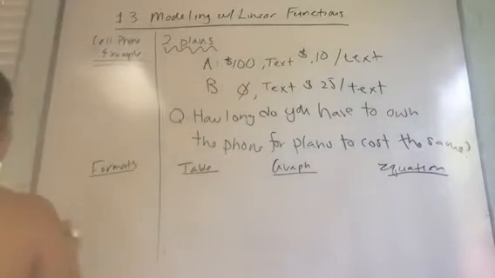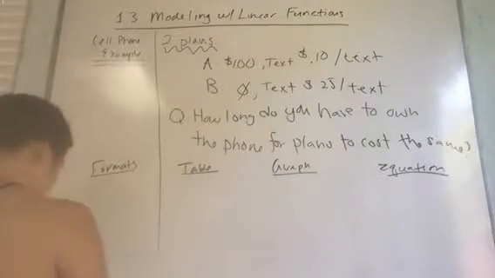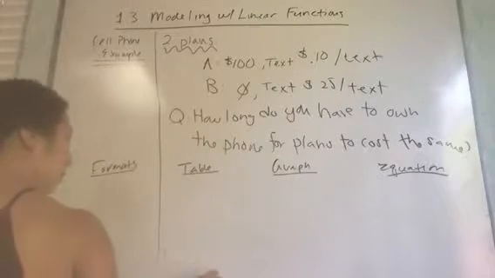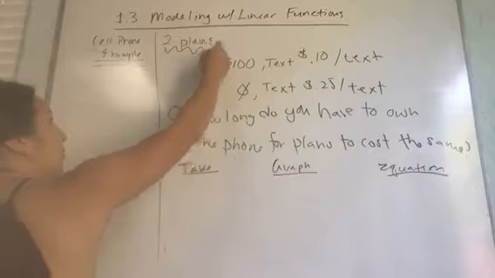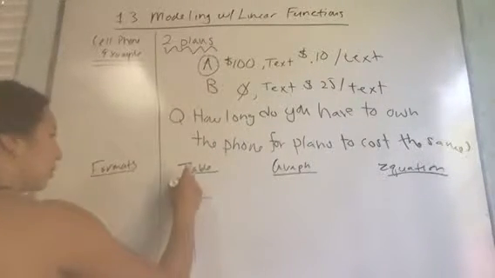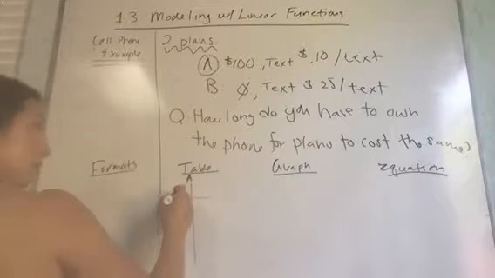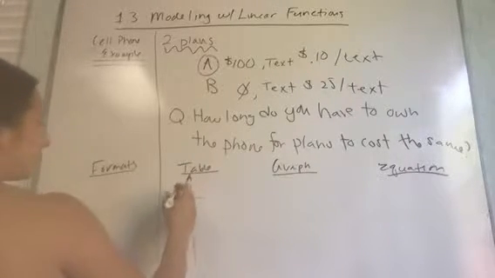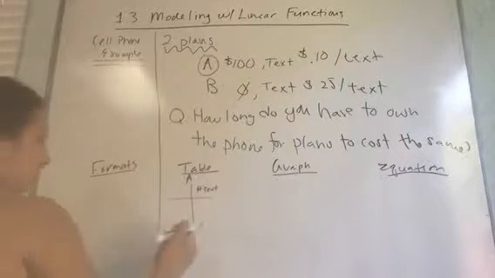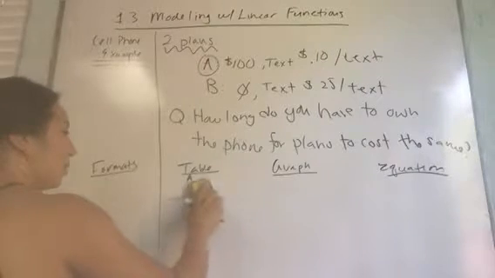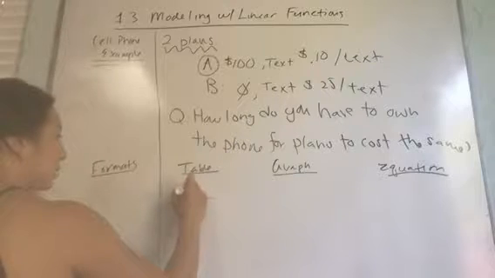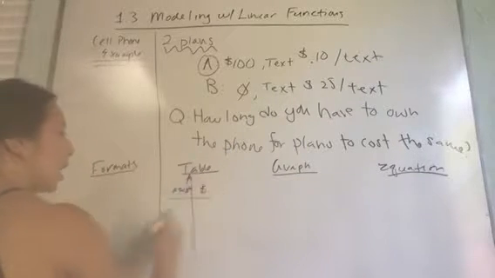All right, so the table's pretty easy, okay? And I'm going to squeeze this down here. Let's say we have company A. The table that we have here for company A, okay? Let's just say we have the number of texts, and actually I have to change my domain. The number of texts is going to be here, and then this is how much it's going to cost.